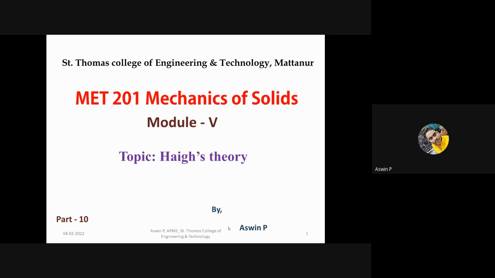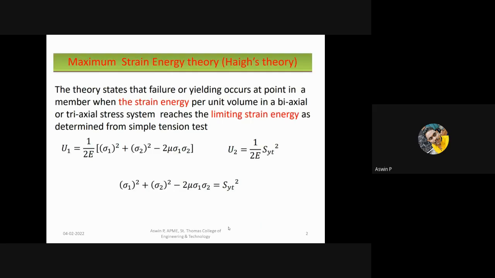The maximum principal stress theory is Rankine theory, shear stress theory is Guest theory, principal strain theory is Saint-Venant theory, and the distortion theory is the von Mises theory, which is pending. Every theory should be remembered by its name also. And the last one is maximum principal strain energy theory, or it is also known as Hayes theory. So we will directly go to the theory.